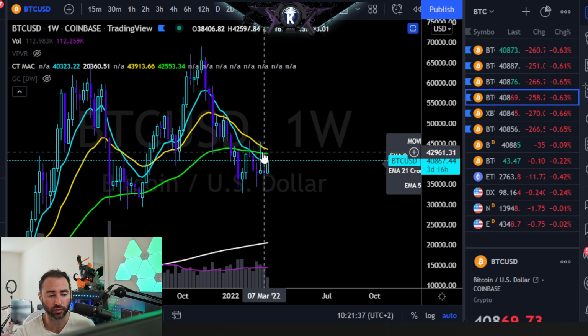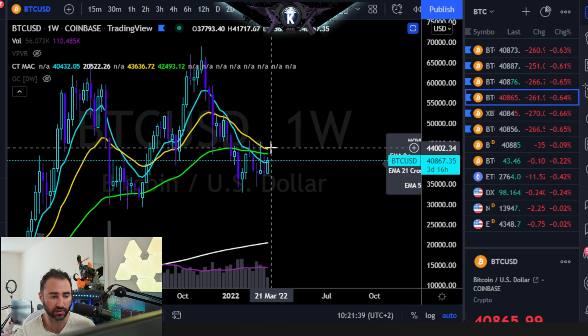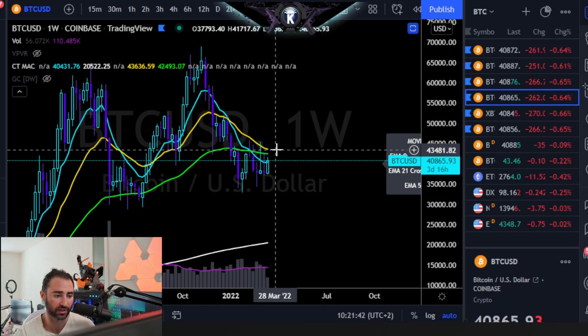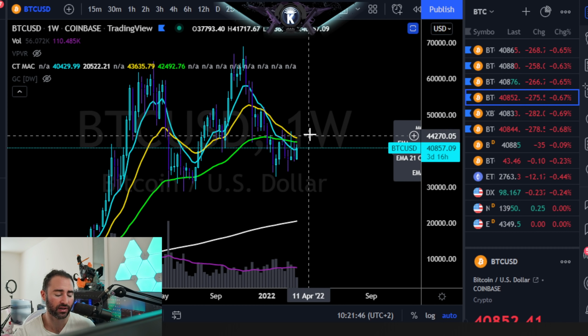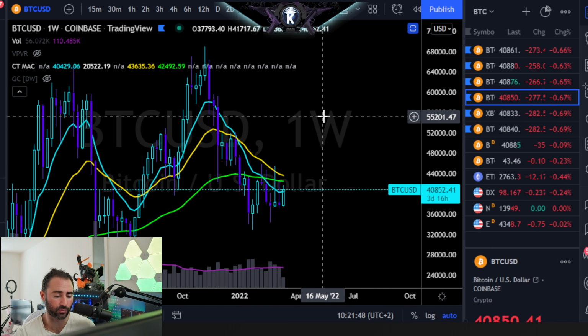So in this case, the weekly will essentially confirm a macro low, at least in my opinion, with any sort of a weekly closure, even above about 43.5 or so. All these numbers are very close to each other. I would put the importance right there.